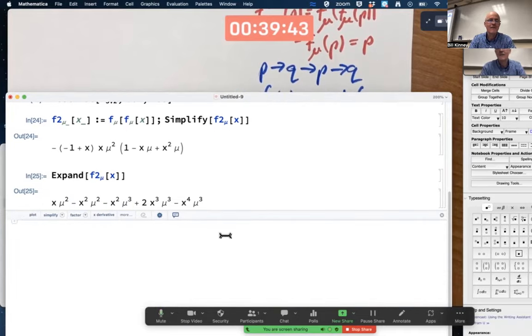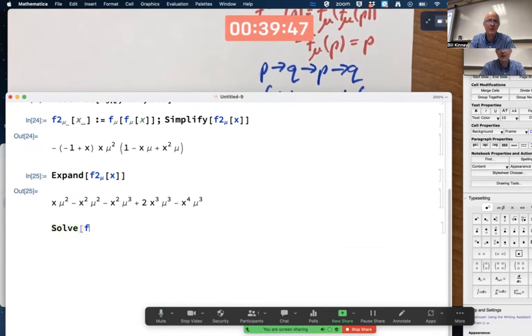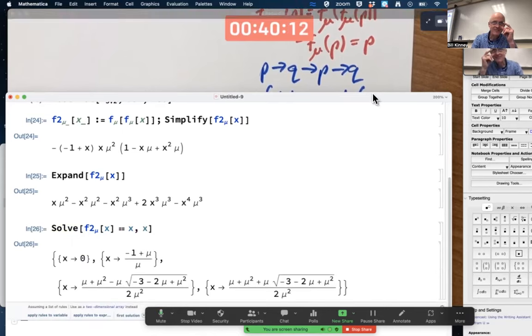Mathematica, can you solve for where f2 of mu of x equals x? This is something new. Everything else we've done so far today, we've done before to some degree. Here's something new, I think. Maybe I hinted at this last time as well, but going a little slower now. Can it solve it? Amazingly, yes.